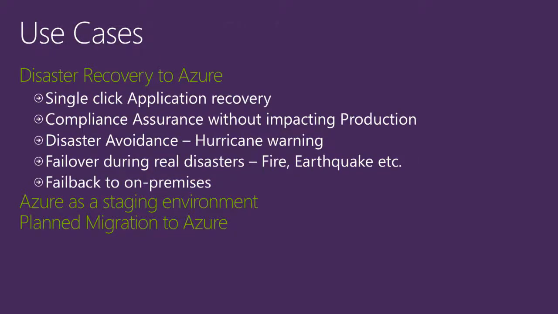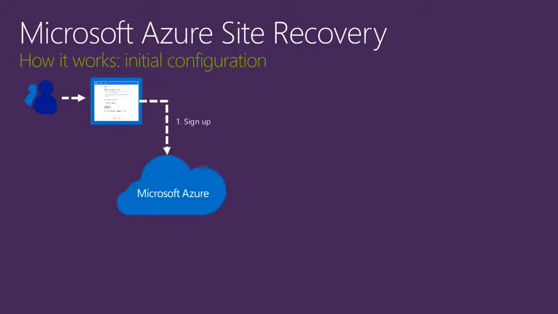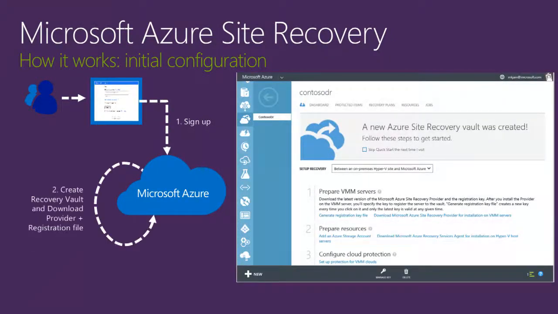How does it work? I'll give a quick overview of it before getting down to the demos. So there's an initial configuration step where you do a sign up, you create a subscription, and then you create what we call a recovery vault, an Azure Site Recovery vault. A vault belongs to a region. That's a way to say which region you want your metadata to reside in. Then you download the provider I showed, and there's a registration file.